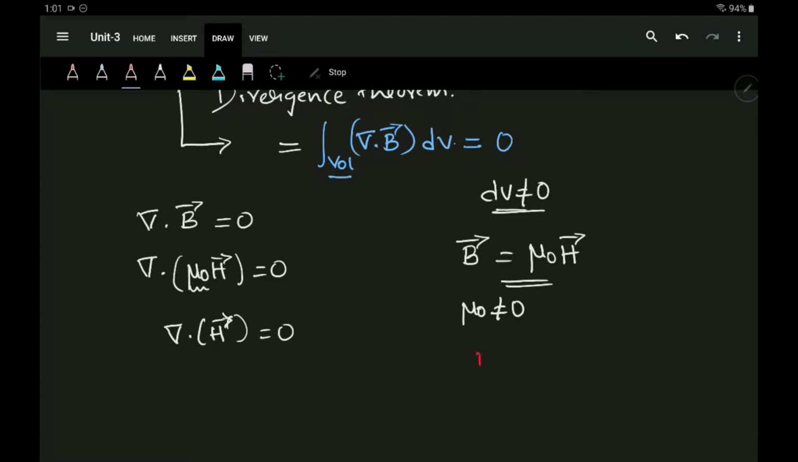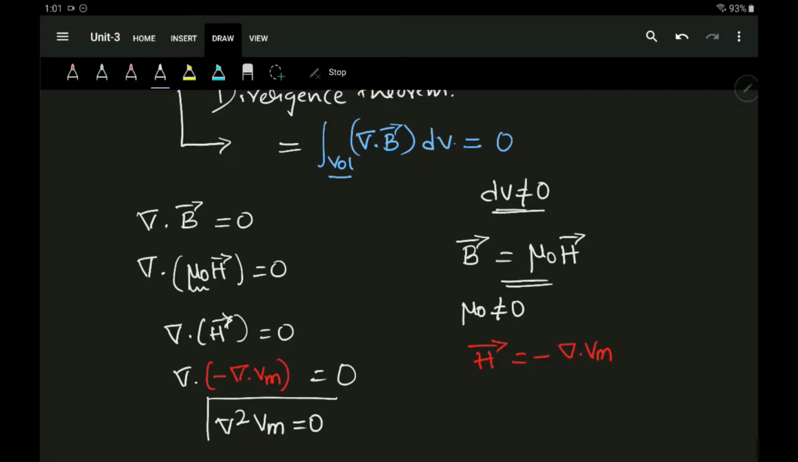What is H? We know the magnetic field intensity is nothing but the negative gradient of the scalar magnetic potential. Substituting this here, I'll be getting minus del dot del Vm is equal to 0. So solving this, I'll be getting del square Vm is equal to 0.